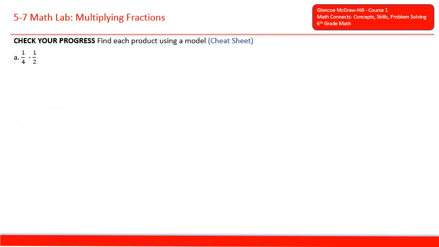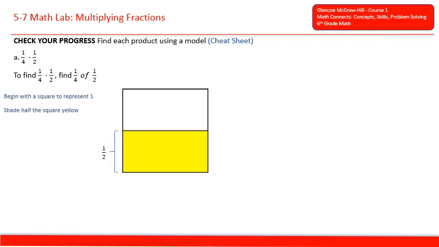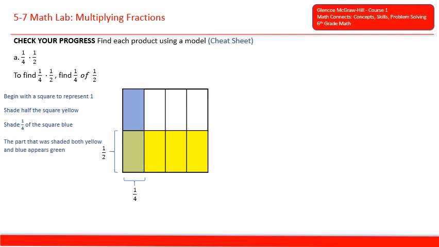So 1/4 times 1/2. To find 1/4 times 1/2, find 1/4 of 1/2. So begin with a square and shade half the square yellow. Shade a quarter of the square blue. So if we divide it into fourths, going up and down, we get 1/4. And the part that was shaded both yellow and blue appears green. And that is 1/8. So 1/4 times 1/2, or 1/4 of 1/2, is 1/8.